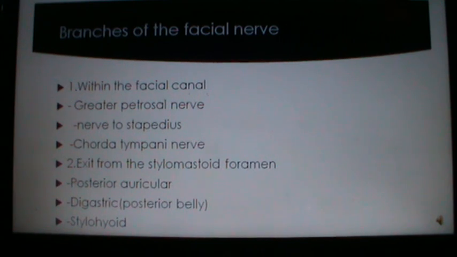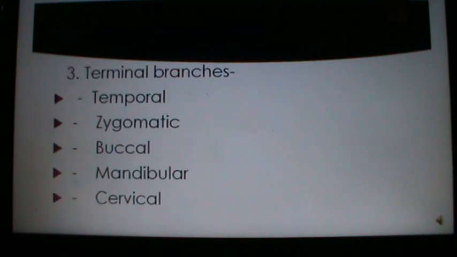What are the branches of the facial nerve? There are three branches within the facial canal: the greater petrosal nerve, nerve to stapedius, and chorda tympani nerve. When it exits from the stylomastoid foramen, these are the posterior auricular, posterior belly of the digastric, and stylohyoid. The terminal branches of the facial nerve are temporal, zygomatic, buccal, mandibular, and cervical. These are the 5 terminal branches of the facial nerve.